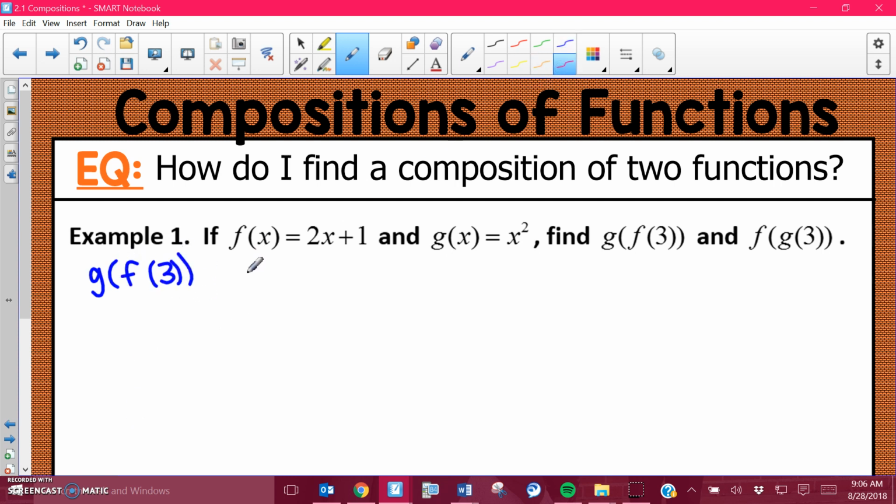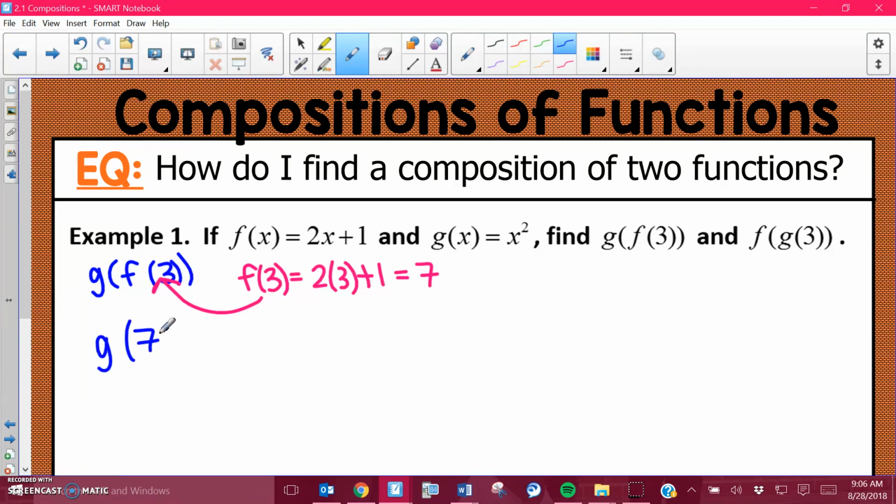So the first thing I'm going to do is find f of 3. So I'm going to take whatever function was f, and I'm going to plug in 3 wherever I have an x. So 2 times 3 plus 1 is 7. Now I'm going to take that number, and that's what's going to replace in here. So instead of just finding g of f of 3, I'm really just finding g of 7. I already did the inside work here. So I plug that into my g function, so x squared, 7 squared. Notice I keep using parentheses just in case my answer is negative, but g of f of 3 is just going to be 49.